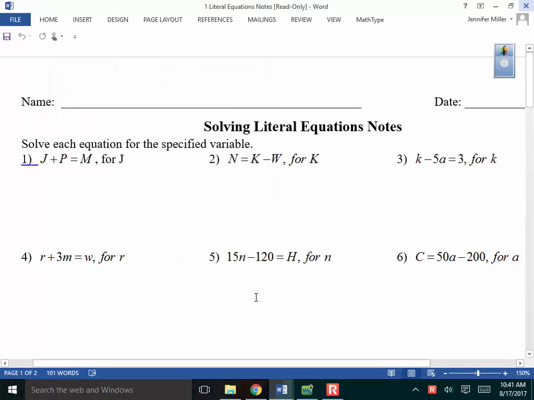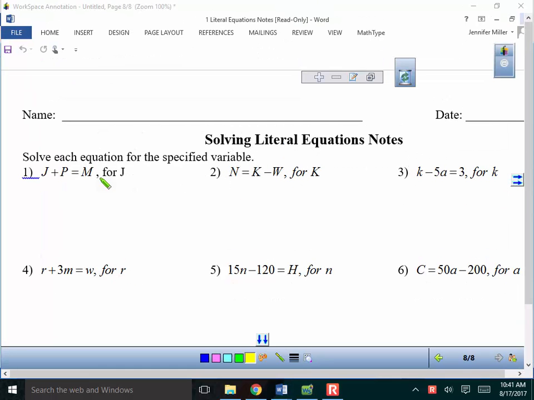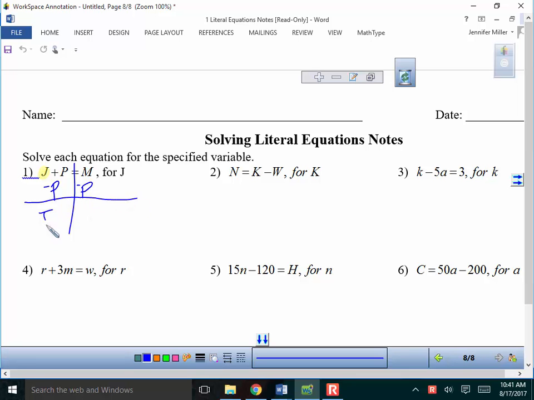On number 1, we are asked to solve these literal equations, which is just a fancy word for saying equations with mostly letters, which is probably not our favorite thing. But if we want to solve for j, how do I get j by itself? Very good. Subtract p from both sides. And when we do that, we are left with j is equal to m minus p. It's not the prettiest answer, but it is our answer.